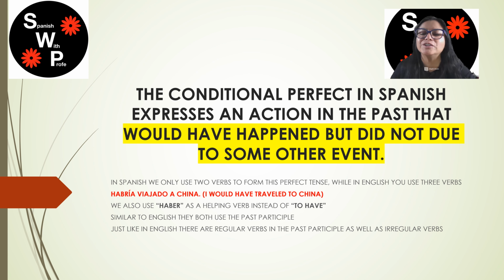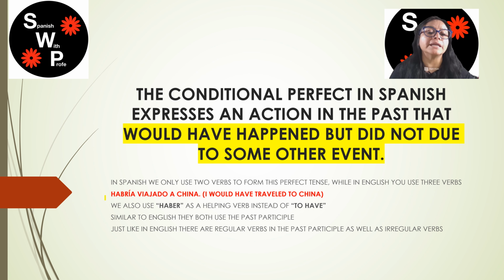You wouldn't use the conditional in there because that conditional is for a probability, something that might happen, something that was going to happen, but maybe it didn't happen. So one of those big differences between English and Spanish. So your brain has to work differently. Pero muy bien, sigamos. In Spanish, we only use two verbs to form this perfect tense, while in English, you use three verbs. Habría viajado a China. I would have traveled to China.